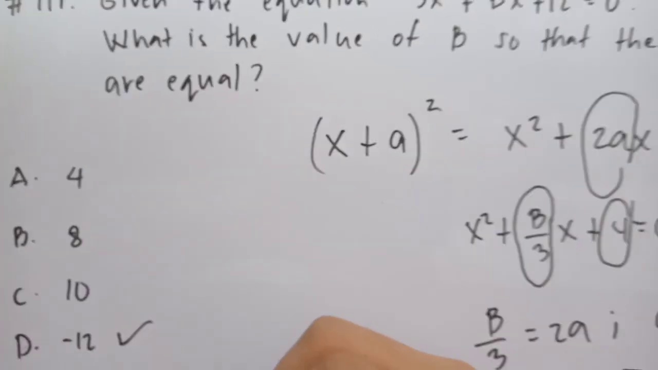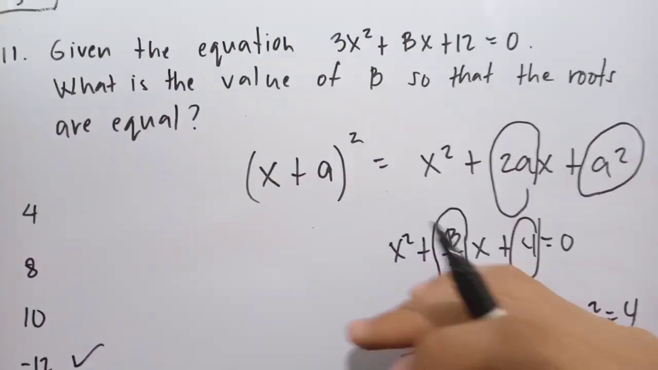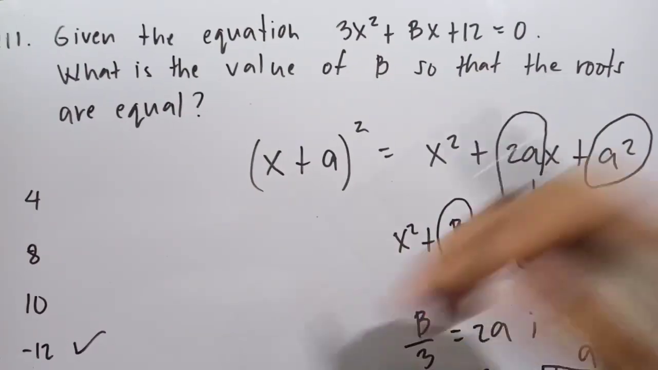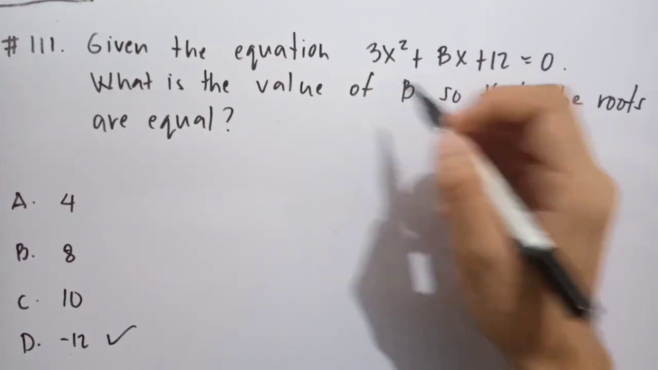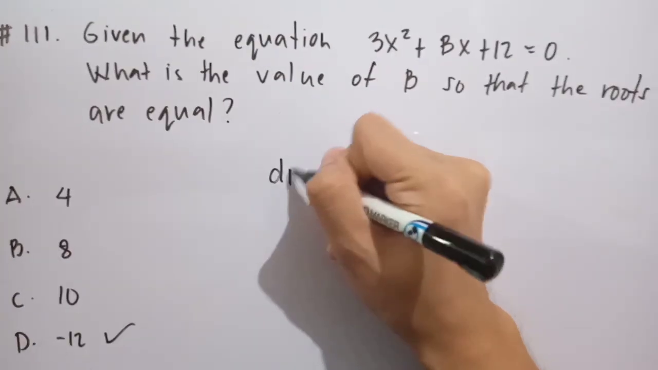Pwede rin ang positive 12. So, meron pa tayong ibang solution dito. So, erase muna natin to. Tapos, i-explain ko yung shortcut na solution. Mas madali yun. So, para ma-solve natin to ng madali, gamitin natin yung concept ng discriminant.